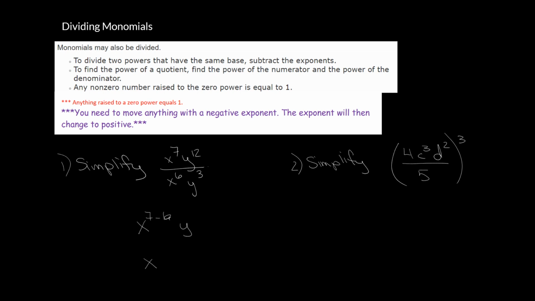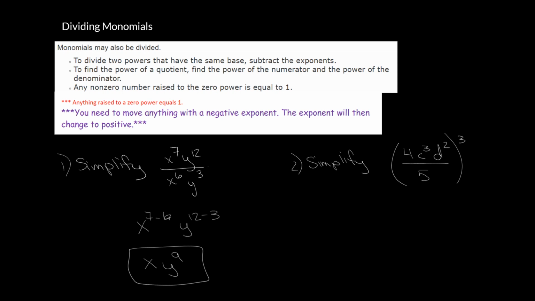And then we've got y to the 12th over y cubed, so y to the 12th minus 3, which would be 9, so y to the 9th. That's it. So when you're dividing, you just subtract the exponents of the things with the same base.